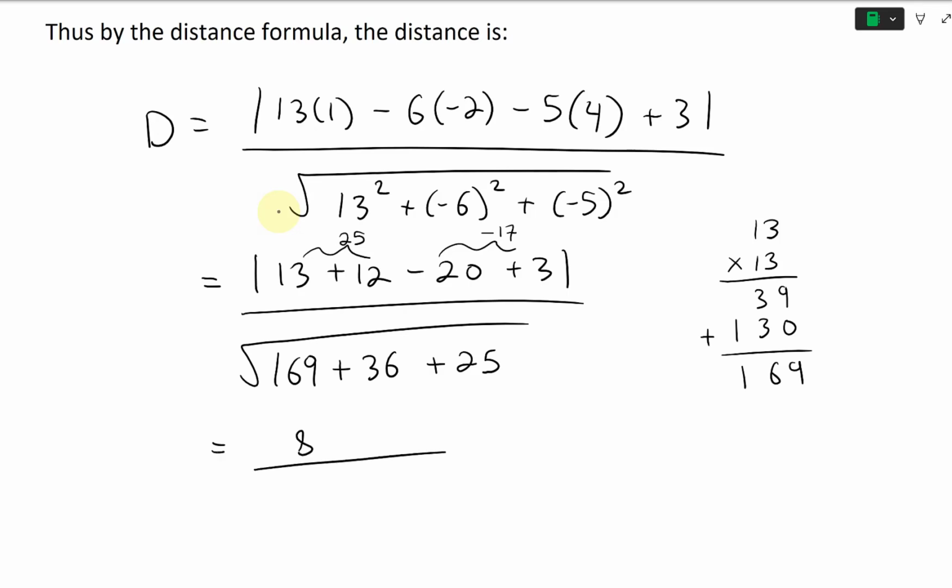And now 169 plus 36. Put it over here, 36. So 6 plus 9 is 15, carry the 1. Then 6 plus 3 is 9, plus the 1 is 10, carry the 1. This is going to be 2, so 205. And then add 25 plus 25: 5 plus 5 is 10, carry the 1, this is going to be 3, this is going to be 2. This equals 8 over square root of 230.